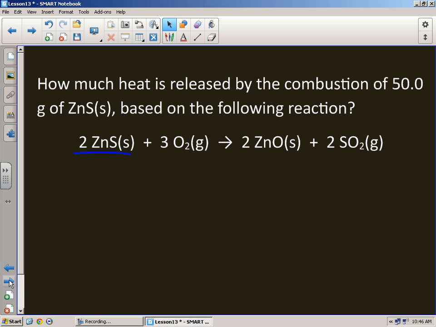Yeah, you could do that. You could write down the information you know, right? You could start by doing that. Sure you can. But ultimately, I need to know how much heat is released. Do you see heat up here anywhere? So you need to find it, yeah? How are you going to find it?